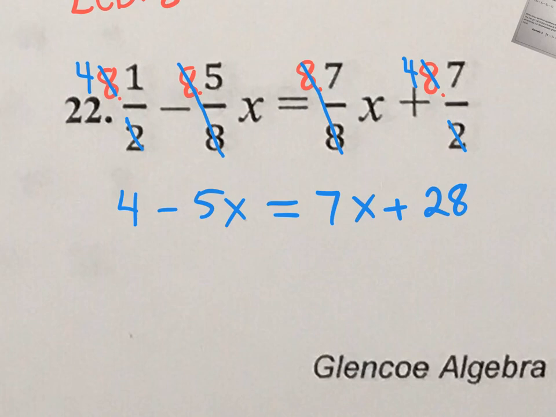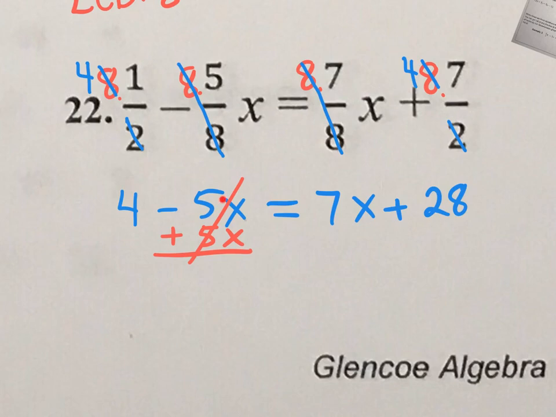Now let's get x by itself on one side. So you ask yourself, where's the x at? Is it on the left side or is it on the right side? Hey, it's on both. You don't want it on both, so let's get rid of one of them, right? I am going to move the minus 5x. I want to get rid of it on the left side. What I do to one side, I do to the other.